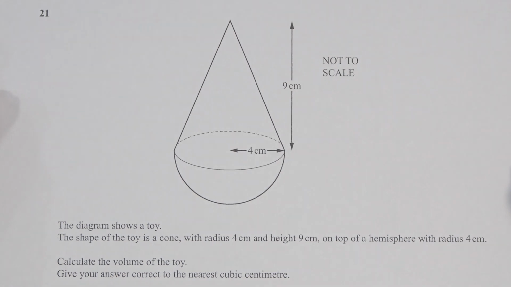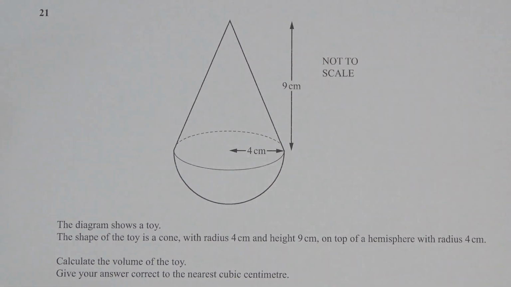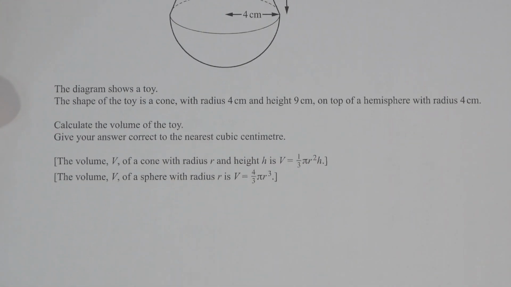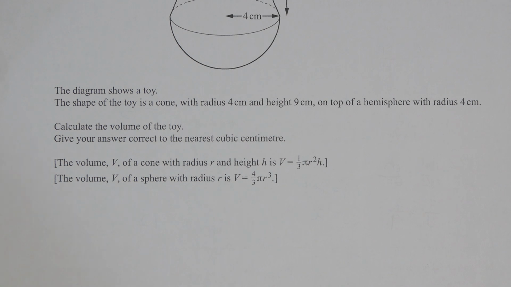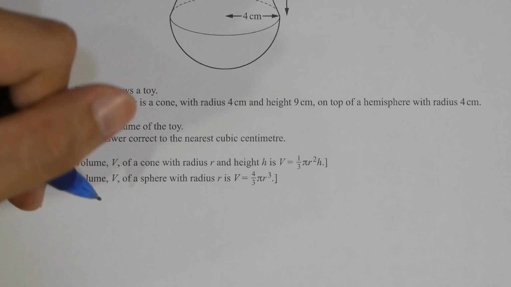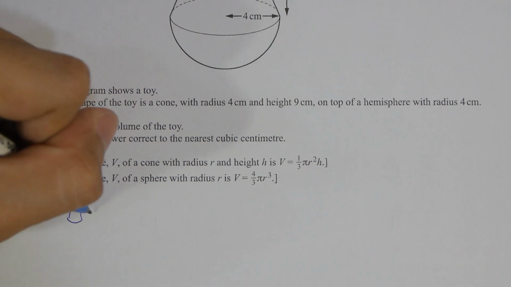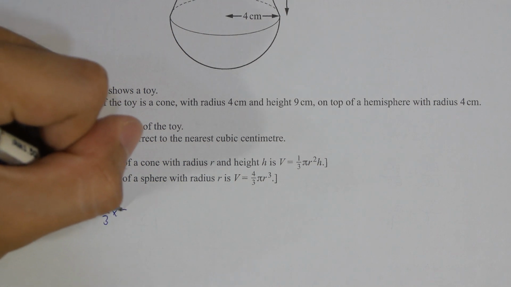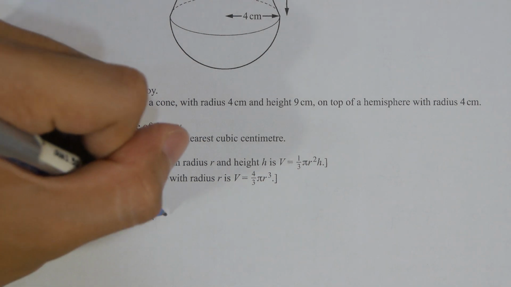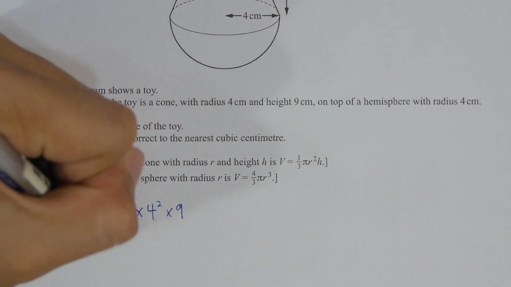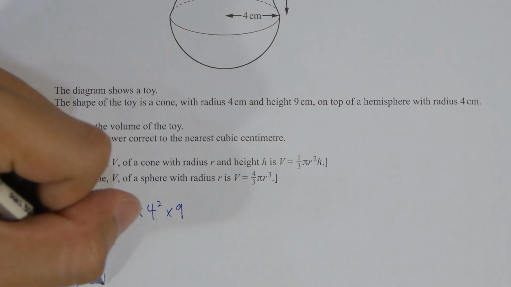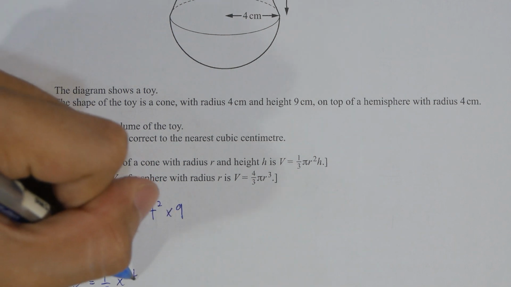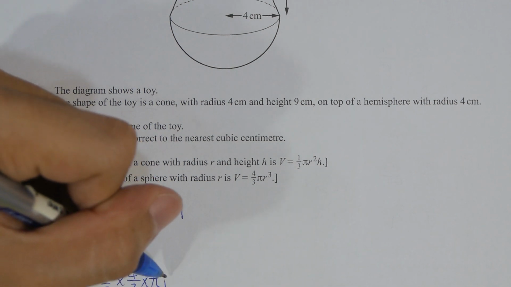Question 10, okay, for you to find the volume. For the cone side, pretty straightforward. As for the sphere, the tricky part is that it is a hemisphere. Hence, you are required to multiply half into the formula given. After you run the calculation and round it to the nearest cubic centimeter, it is 285 cm cubed.